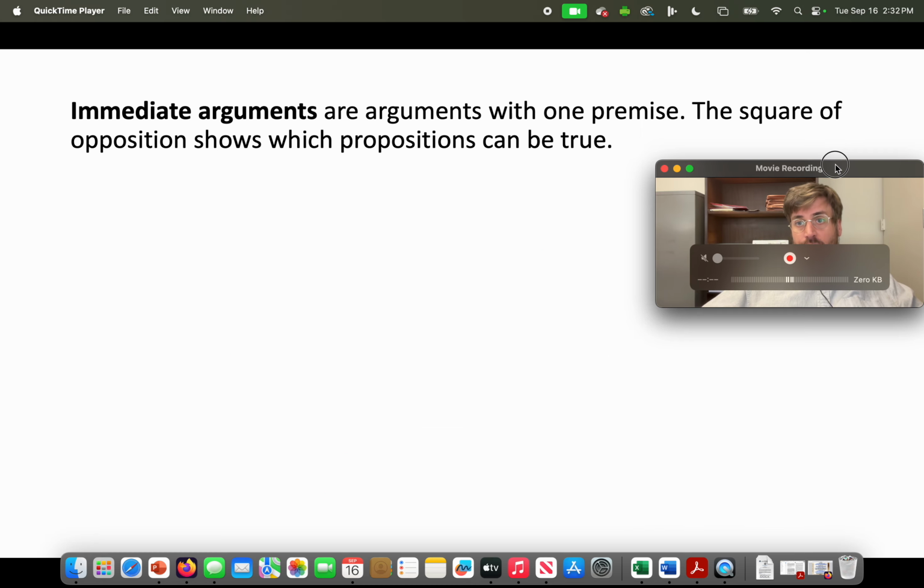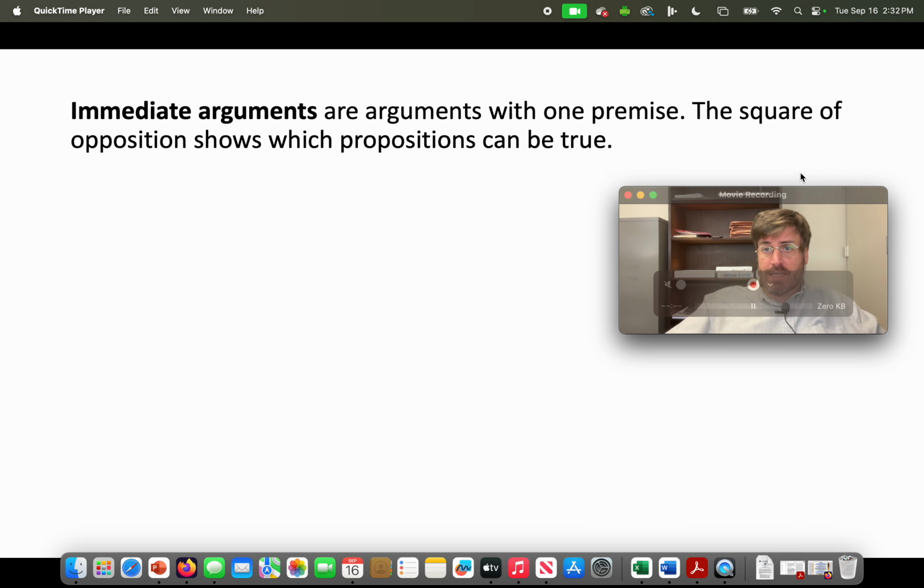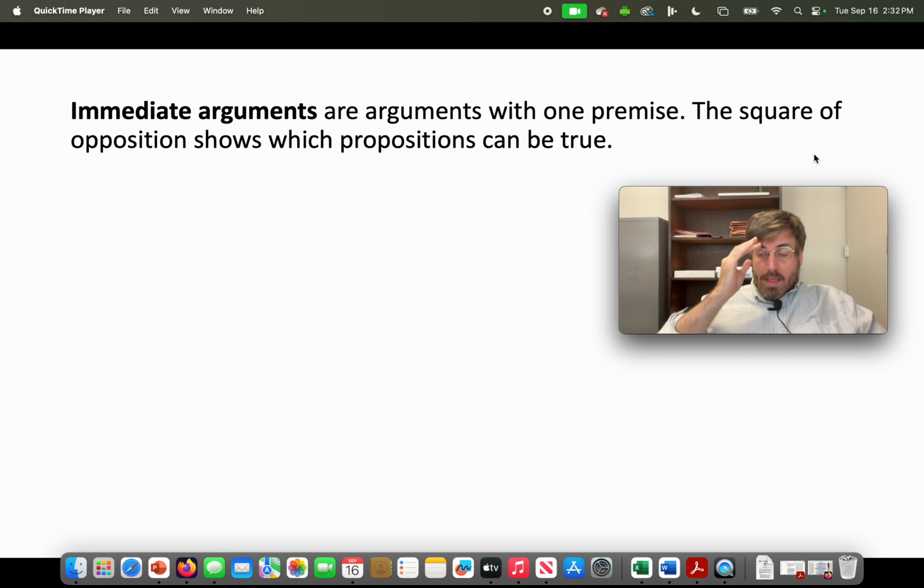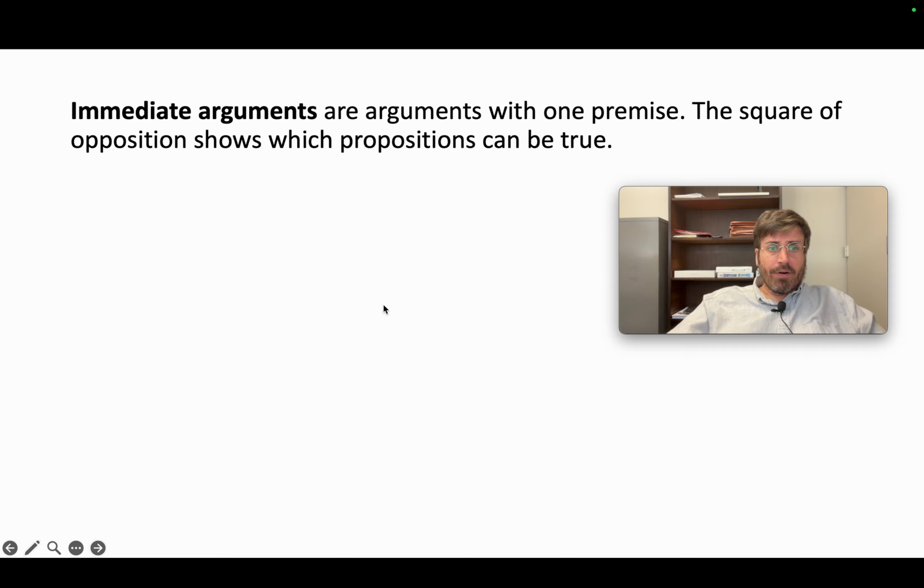Just to give you a technical definition of what we're doing here, we're working with immediate arguments. Immediate arguments only have one premise, right? So this isn't true for every type of argument. Eventually we're going to spend a lot of time on syllogisms, where we have two premises and a conclusion. But the square of opposition allows us, with the categories of proposition that we've unpacked, to make immediate inferences. All right.